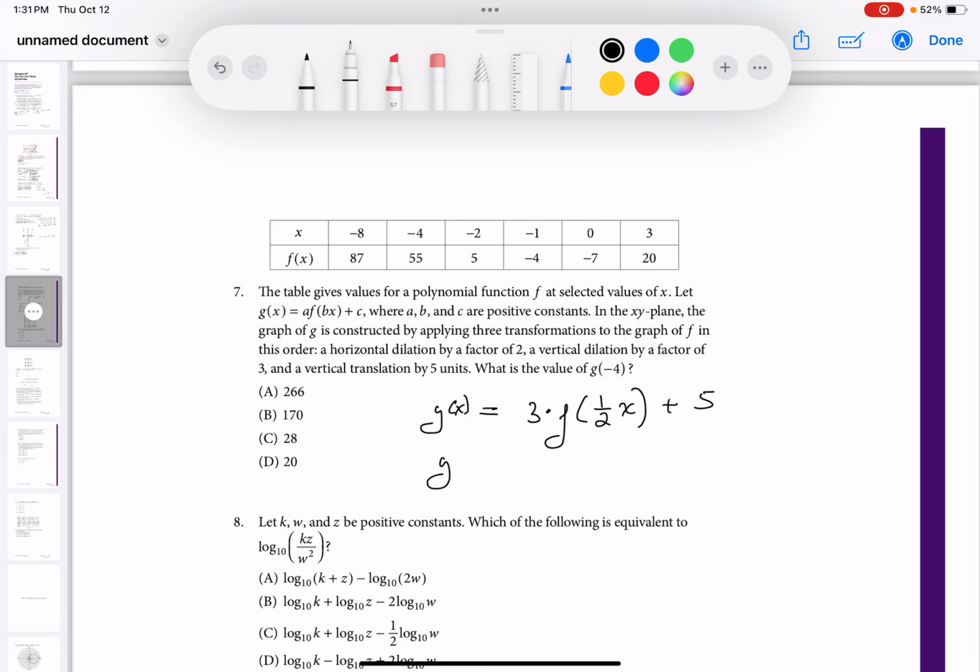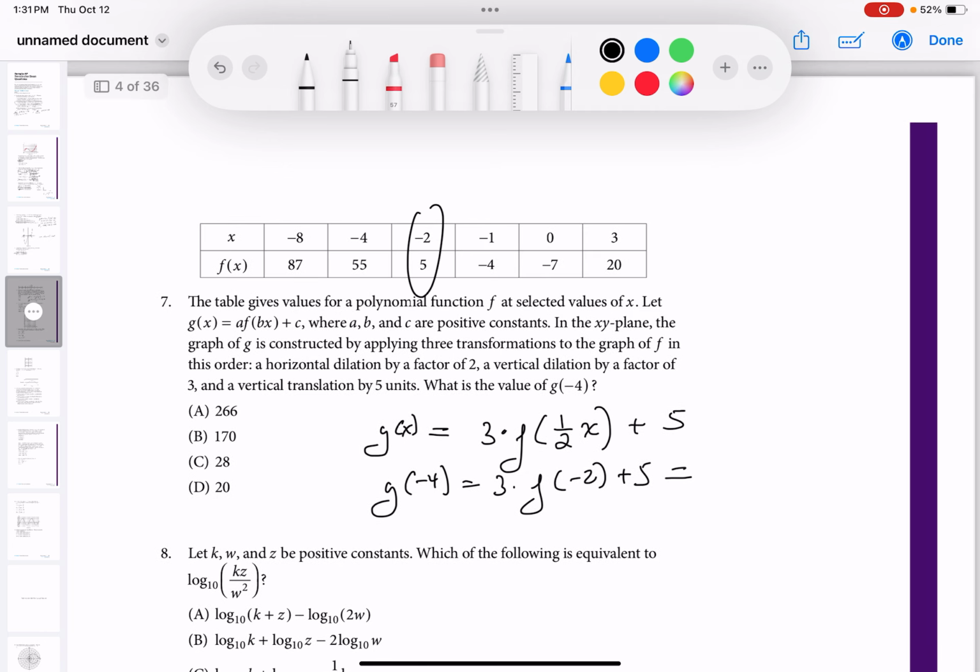So we're going to write down g of, let's see what they want. They want g of minus 4, right? Let's see if we can do that. 3 times f, well, that would be minus 2, plus 5. Do you know what f of minus 2 is? Well, let's look in the table. f of minus 2 is the number 5. So you get 3 times 5 plus 5, which is 15 plus 5, which is 20. Let's look and hope we see that, and we do. And that's going to be choice D.